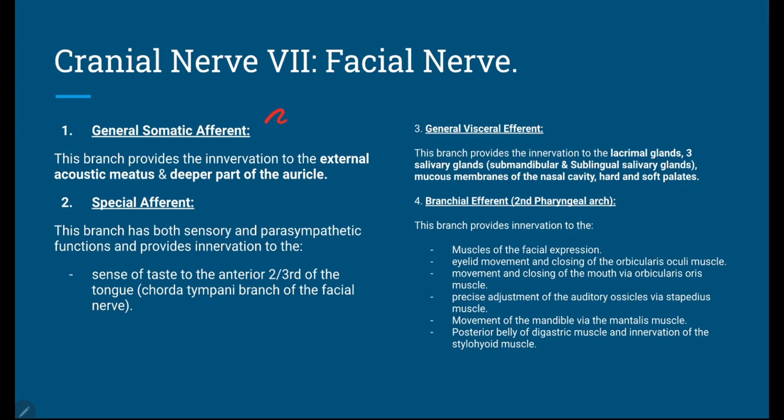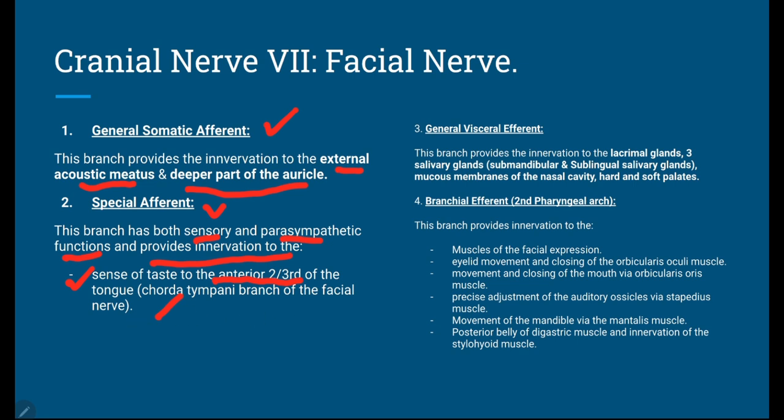So the first one is the general somatic afferent. This branch provides the innervation to the external acoustic meatus and the deeper part of the auricle. Pretty simple. Special afferent: this branch has both sensory and parasympathetic functions and provides innervation to the sense of taste to the anterior 2/3, which is again important, of the tongue, via the chorda tympani branch of the facial nerve.